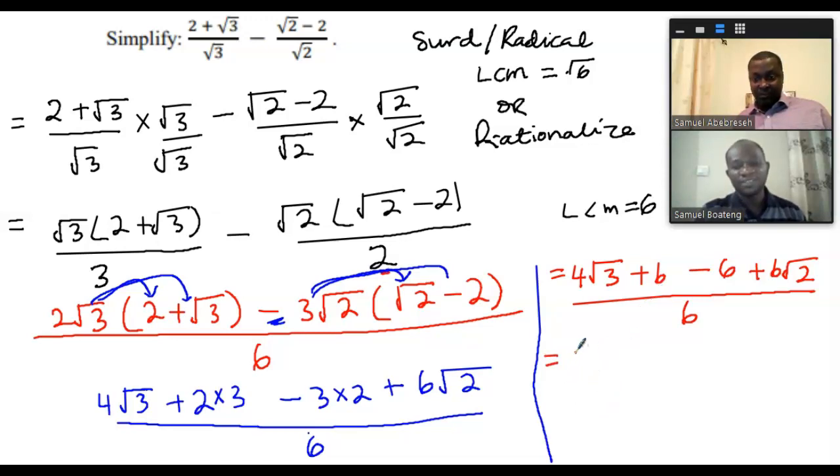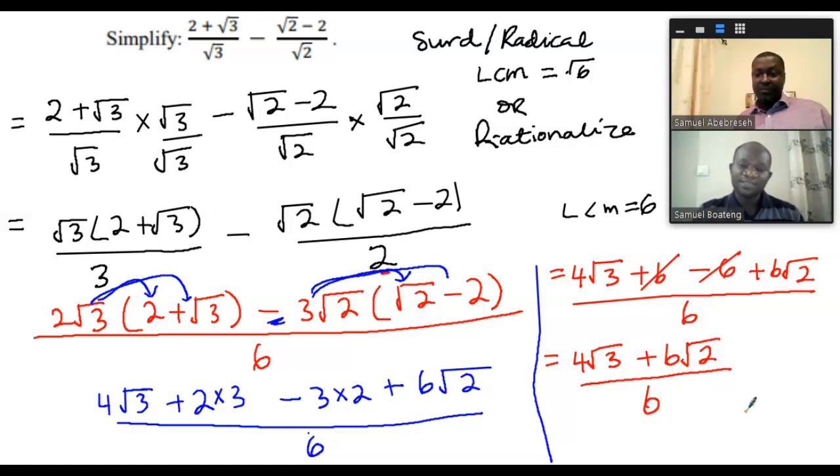So equal to 4 root 3 plus, but 6 minus 6 will go to 0, so it will be left with plus 6 root 2. So looking at this, there is no common set, so you can't add the 2. Don't make the mistake of adding these. No, you leave it as it is.